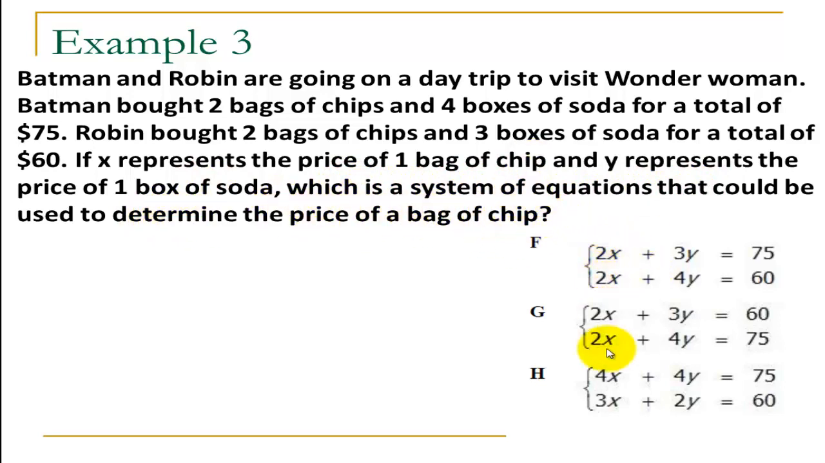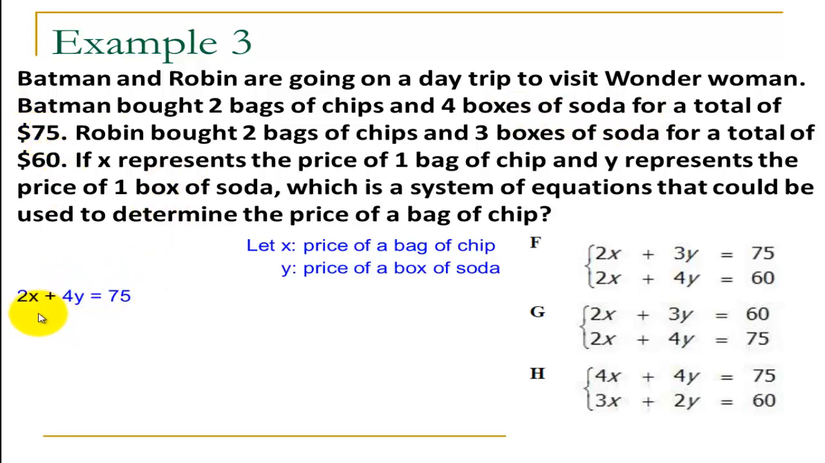So we have here 3 options. So we need to set up our system and check which among these options will be the correct answer. Now note that they gave us the variable that we are going to use to represent chip, and the y variable will be the variable that we're going to use to represent soda. So let X be the price of a bag of chips and Y represent the price of a box of soda. So for Batman, he bought 2 bags of chips and 4 boxes of soda for a total of 75.